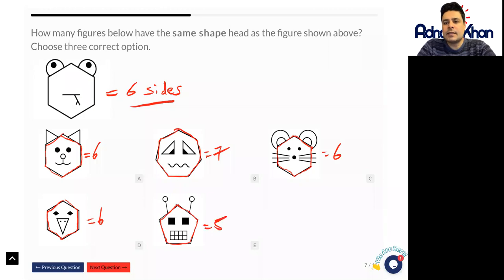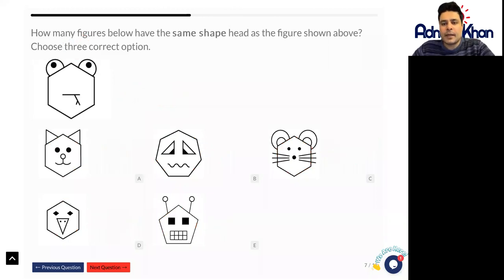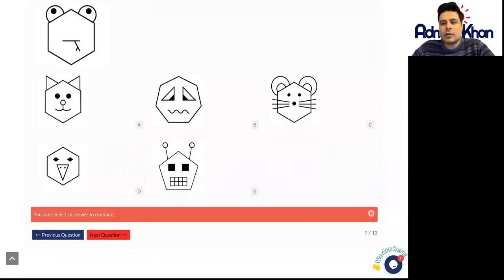All right, so in this case, the question says choose the 3 correct options. So in this case, I would go for A, C, and D as my answer. Okay, so you've got to be very introspective and look at the options and the patterns in a lot of detail as well. So just have a quick look at the next option.